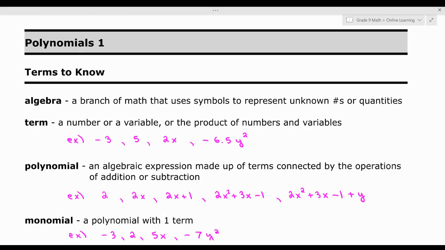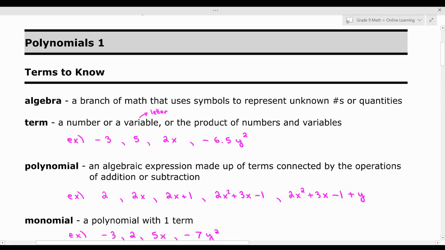Okay, a term. So that's going to be a number or a variable or the product of numbers and variables. And as a reminder, when we talk about a variable, sometimes it's easier to think of it as your letter. So that's when you might have an X or a Y, etc. So you'll notice there's a couple examples. I could just have a number, -3, that's considered a term. 5, that's considered a term.